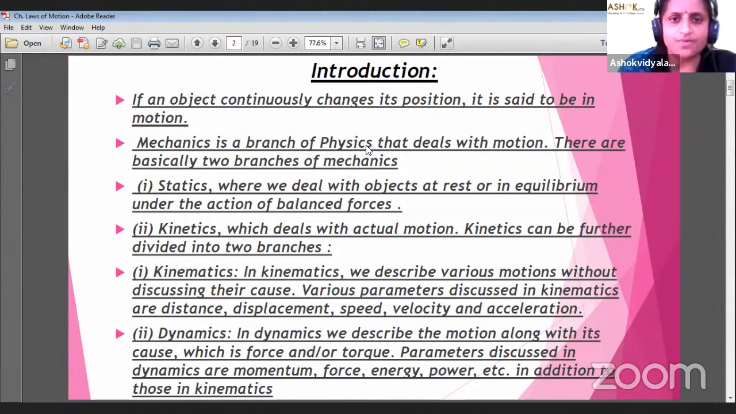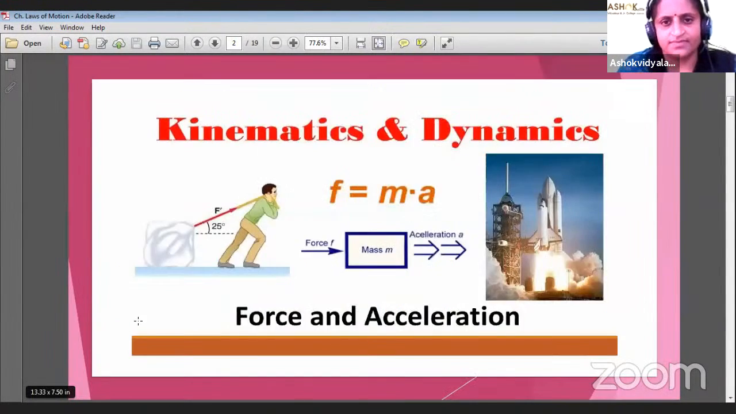Mechanics is the branch of physics that deals with motion. There are two branches, statics and kinetics. And in kinetics, there are again two branches, that is kinematics and dynamics. See, this one is an example of kinematics and dynamics, where force is equal to mass into acceleration. Force and acceleration are examples of kinematics and dynamics.